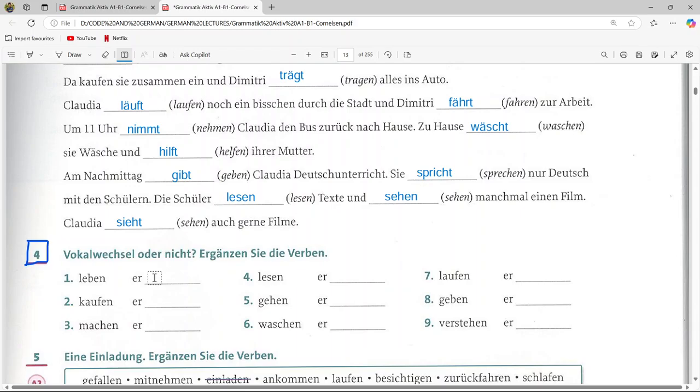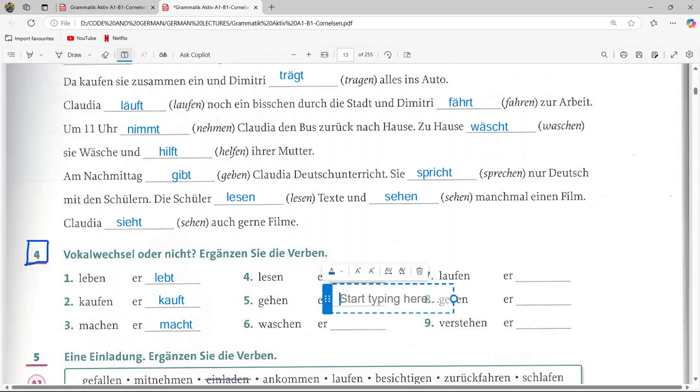Leben. The conjugation with er is lebt. No, there is no vowel change. Kaufen. Kaufen, the conjugation for er, is kauft. No, the verb stem remains the same, so no vowel change. Machen. Machen means to make. No vowel change. Lesen. Lesen becomes liest. Yes, it is a vowel change.